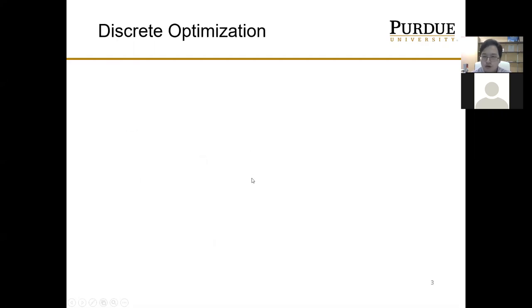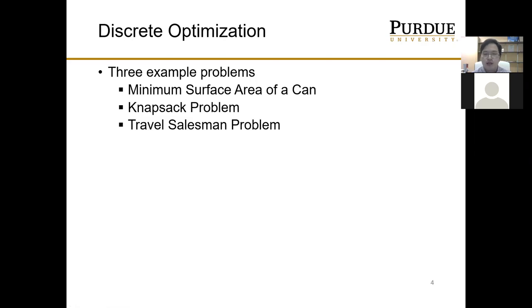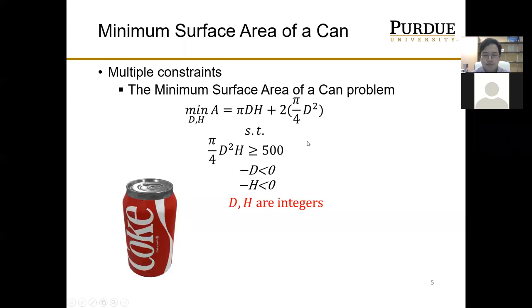So let me just recap our last lecture's content. We introduced three examples. The first one is a very classic one, directly modified from the continuous problem. We want to minimize the total surface area of the can. The problem is constrained such that the volume should be larger than 500 milliliters. And of course, the physical terms, D and H, should be positive. That would be the first problem.